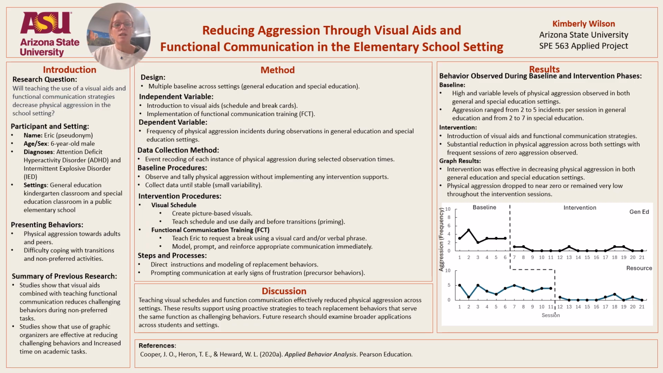My method was this. I used a multiple baseline across settings design. The settings that I was in were the general education and special education settings. My independent variable was to introduce visual aids through the use of a schedule and break cards and implementing functional communication, otherwise known as FCT. My dependent variable was to record the frequency of physical aggression incidents during observations in general education and special education settings. My data collection method was to use event recording of each instance of physical aggression during selected observation times.